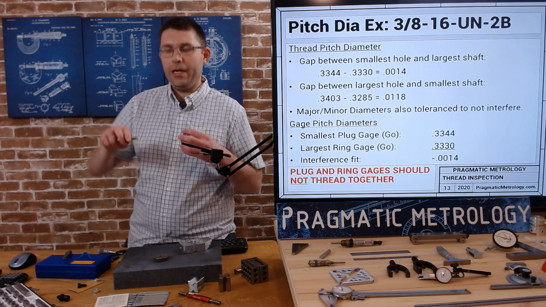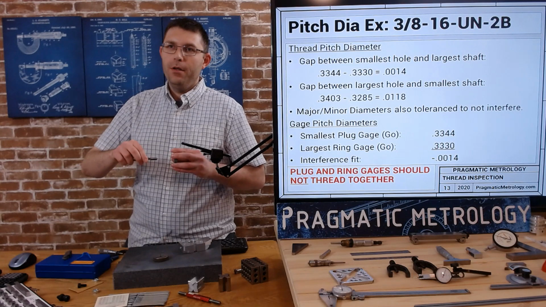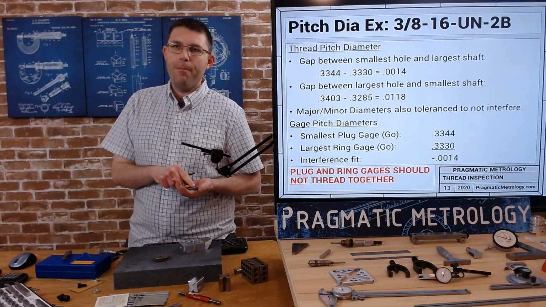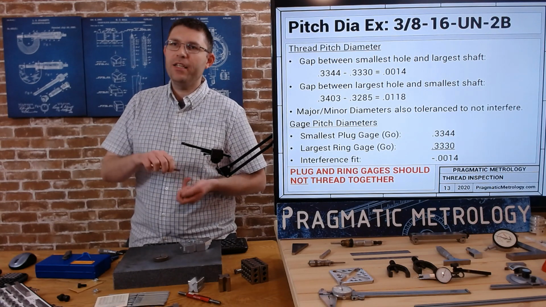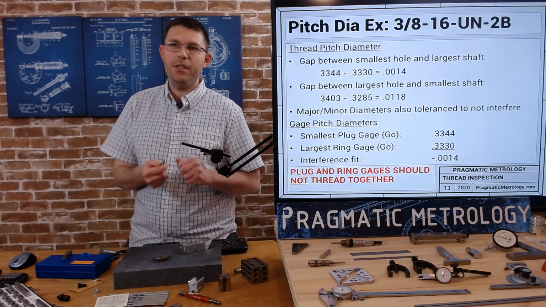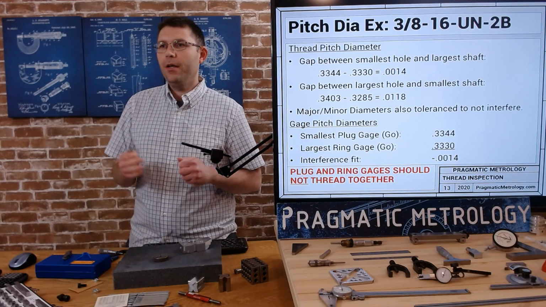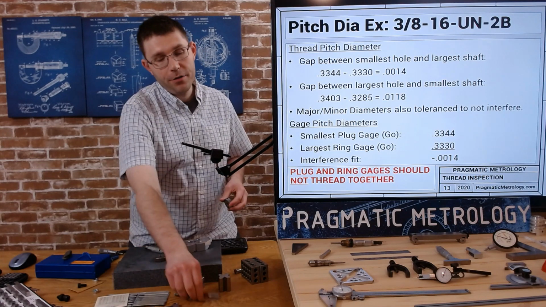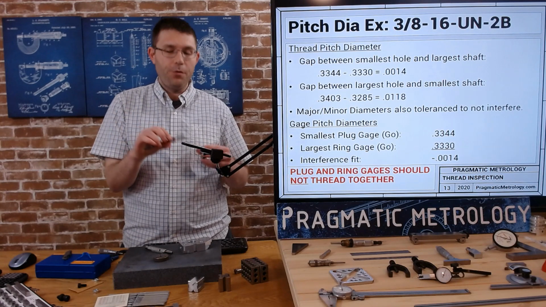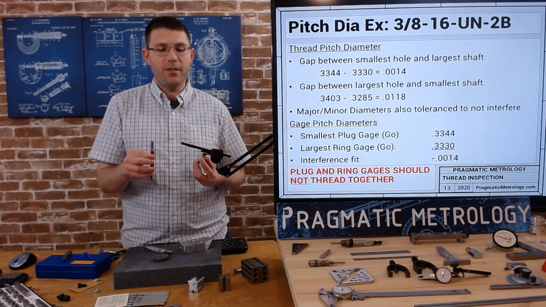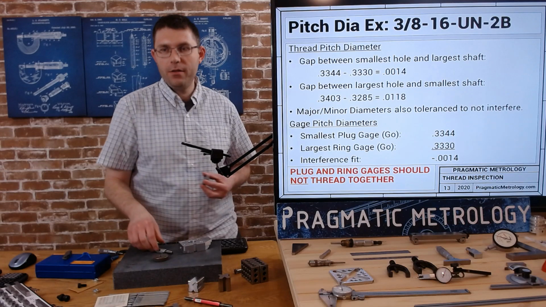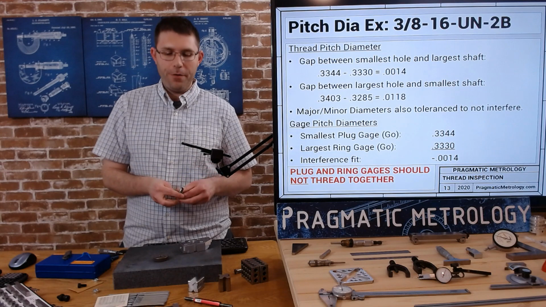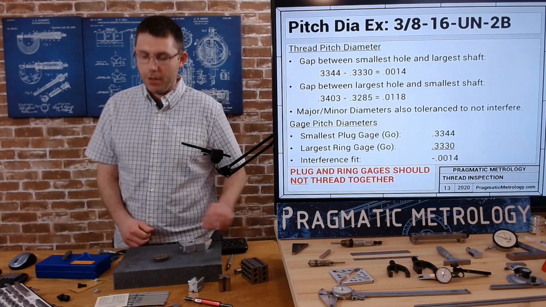So if you actually force these two together, more likely you're going to really scrape up the plug. You're going to bend or twist the ring to get them to go together. There'll be a lot of friction and a lot of heat because you've got an interference fit. And so don't ever try to do that. Now, obviously the set plugs and the rings go together, but don't force them if they're not supposed to. But the actual thread plugs for measuring threads should never thread together with a ring gauge. So remember that, if you're going to remember anything.